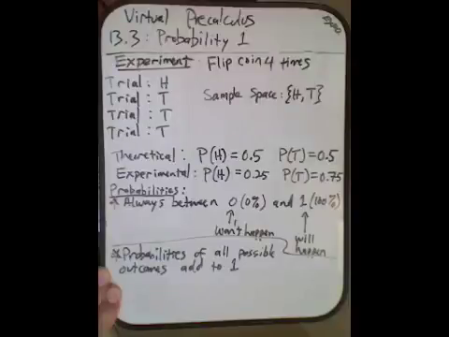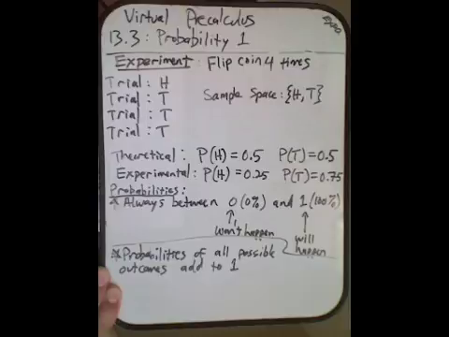Virtual Precalculus, Section 13.3, Probability, and Introduction. So we're moving into probability, where we supposedly have some knowledge of the entire population, and we use that to predict something about a sample taken from the population. And there's just some vocabulary we need to look at in the beginning.